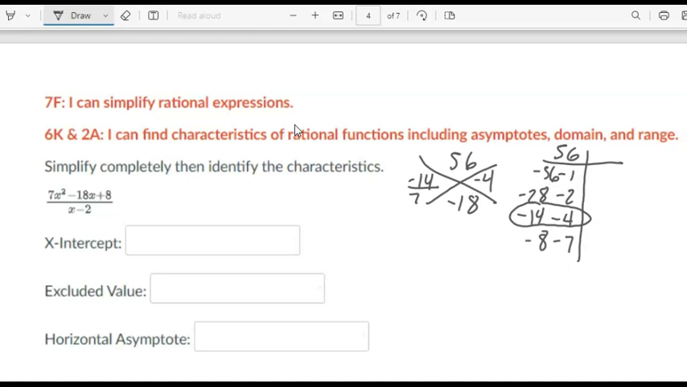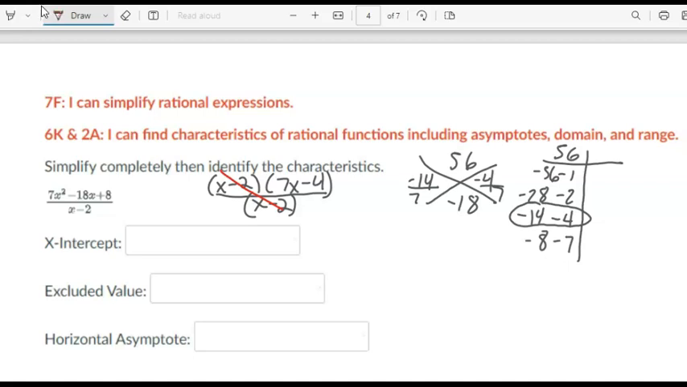Let's divide each of these by 7 because a is not 1. And so you have the factors x minus 2 and then 7x minus 4 all over x minus 2. So the x minus 2's are going to cancel, and you're left with 7x minus 4.